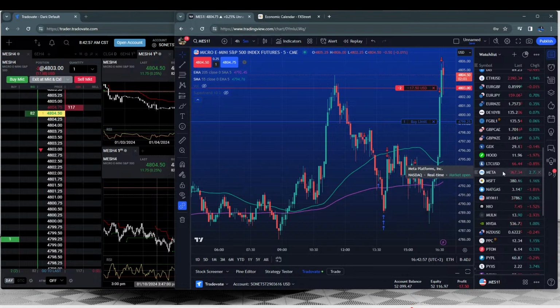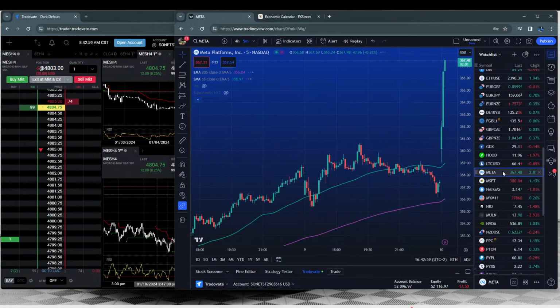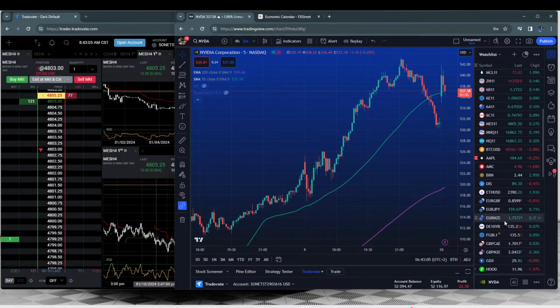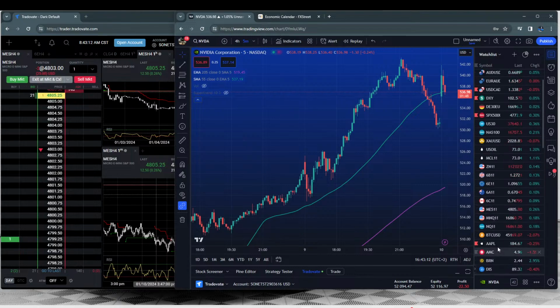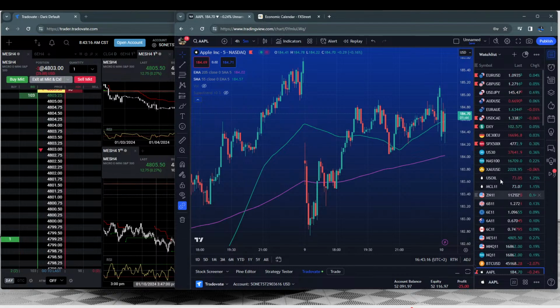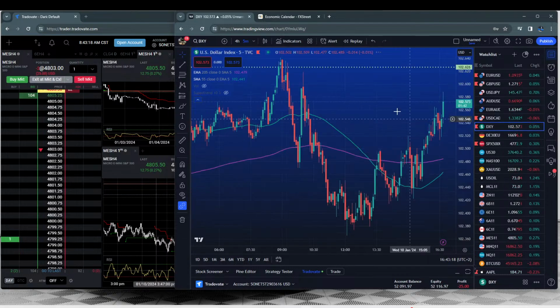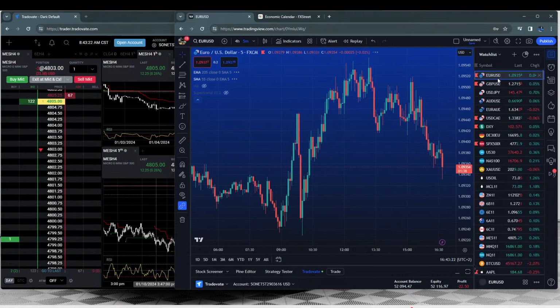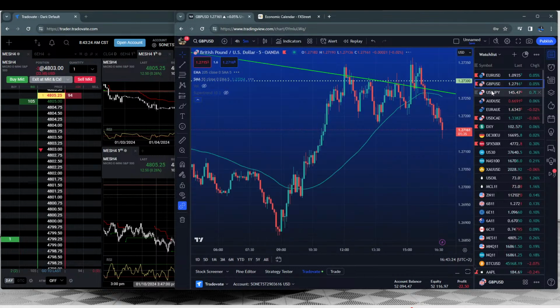Yes, we see Metastock is almost 3% up, leading the way higher, the indices higher. Nvidia also higher. What else? Apple is a bit lower. Dollar pushes higher, euro pushes lower.